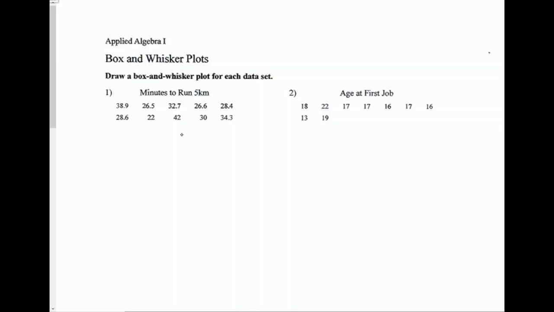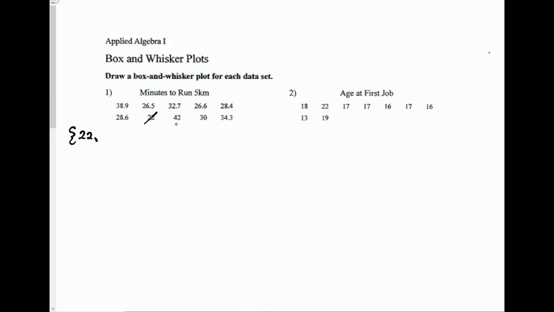Okay, without further ado, let's try some examples of this. So I've got minutes to run a 5K, and obviously these are my data values. Well, step one, all day long, is to put my data values in order from least to greatest.